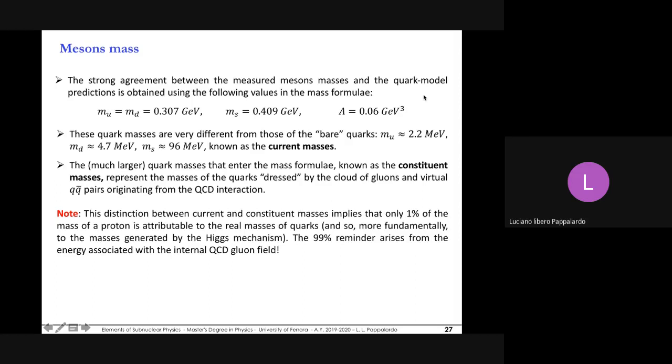Now, the distinction between the current and constituent mass implies that only 1% of the mass of the proton is attributable to the real mass of the quarks. So if you sum up these 2.2, 4.7, and so on, this is the mass that you obtain essentially through the Higgs mechanism. You only have up and down quarks, of course, in the proton. But the remaining mass of the proton, which is approximately 1 GeV, arises not from the Higgs mechanism, but from the energy associated with the internal QCD gluon field.